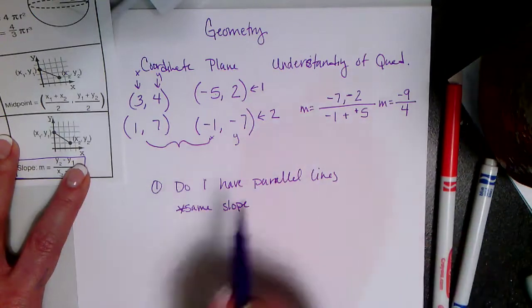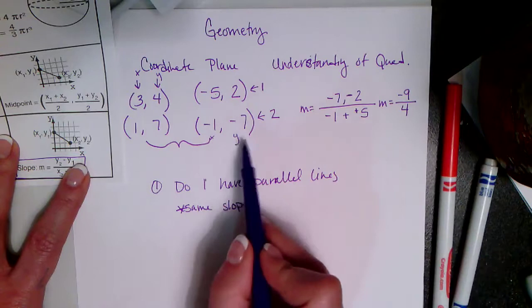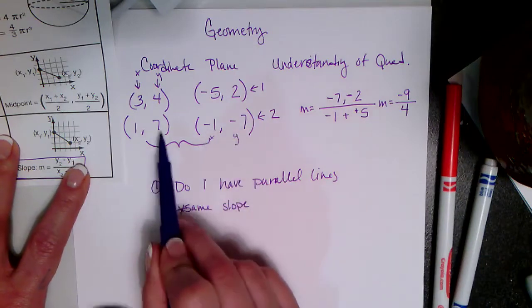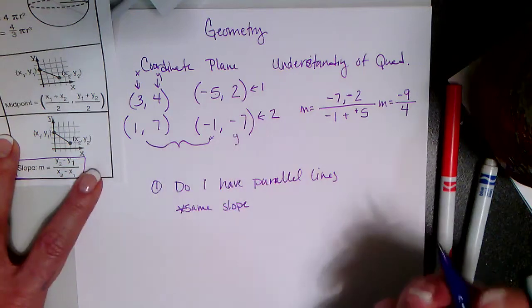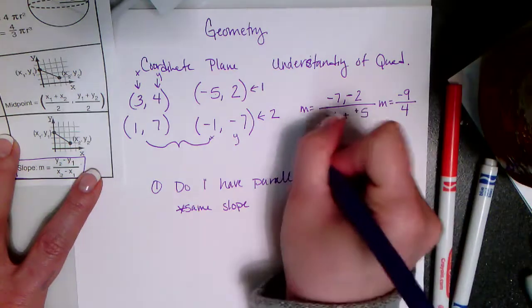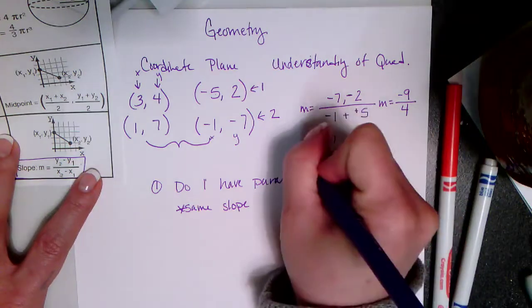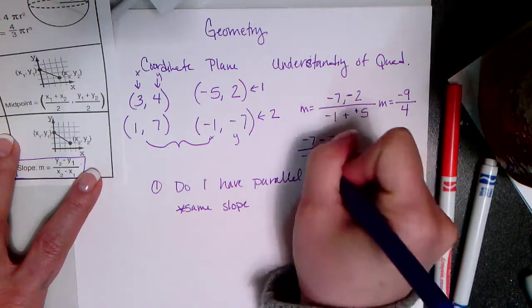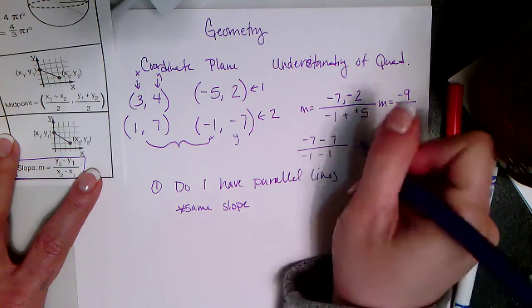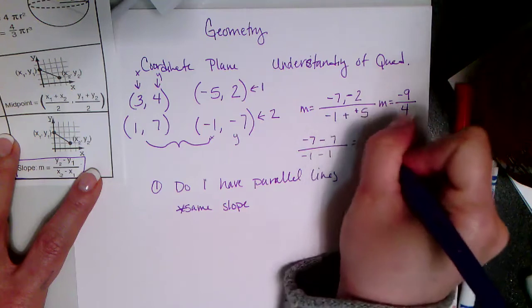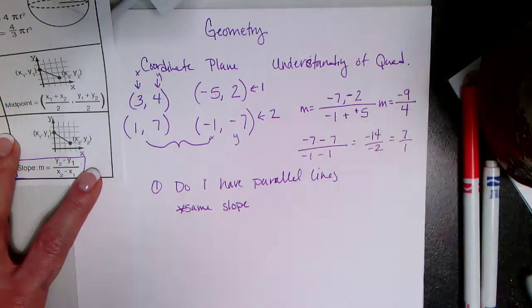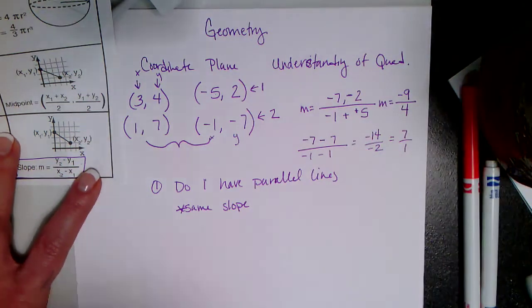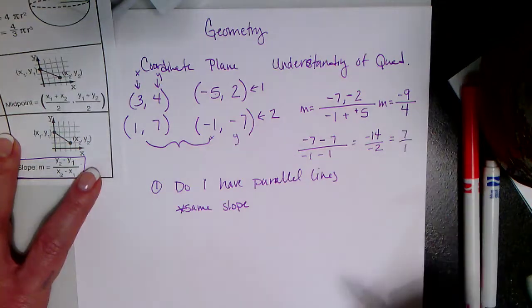Again, y2 minus y1. It doesn't matter which is 1 or 2 as long as I make sure I'm not confusing these. And this is going to be hard because I have 7 and 1 for both, but one's negative and one's positive. So if I did -7 minus 7 over -1 minus 1, this would give me a slope of -14 over -2, which is equal to 7 over 1, or 7. So far I do not have parallel lines, but I need to keep going.